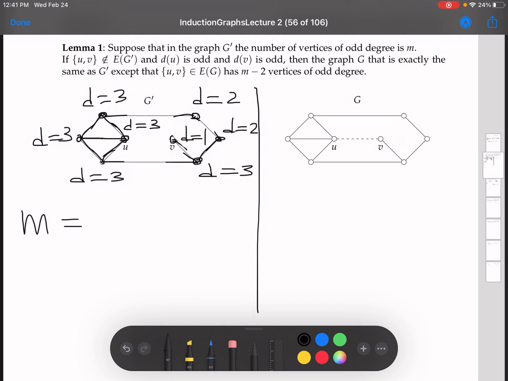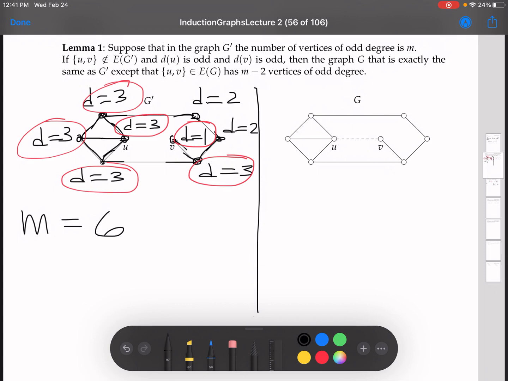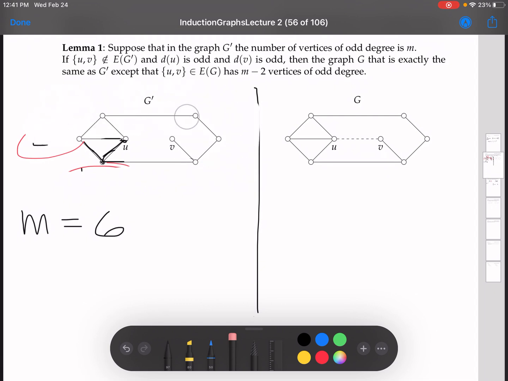All right, so remember, m is the amount of vertices of odd degree. So how many vertices of odd degree do we have? Let's see. 1, 2, 3, 4, 5, 6. So m is 6. 6 is the number of vertices of odd degree. So m is 6 in this case, not for all cases. Remember, with a lemma or a theorem, we're trying to capture all possible cases. I'm just showing you right now that it is true with an example.